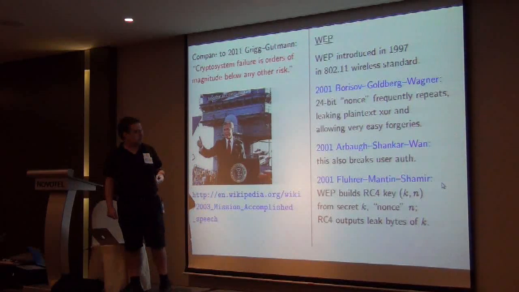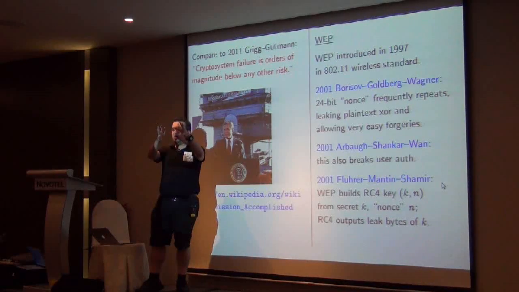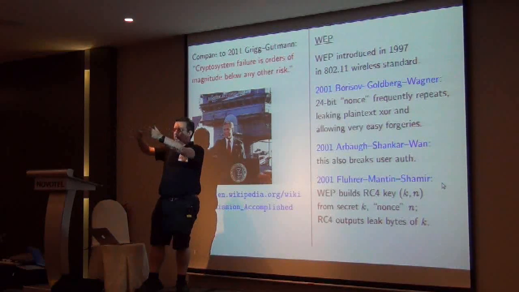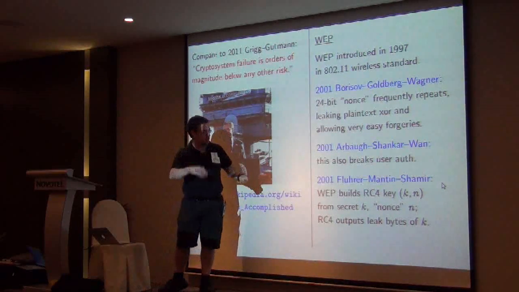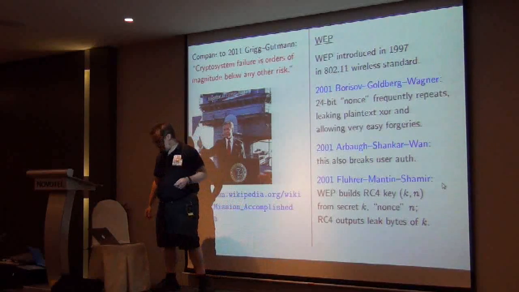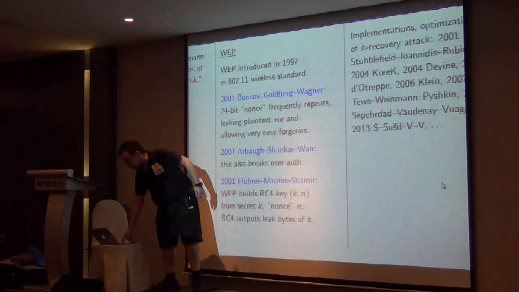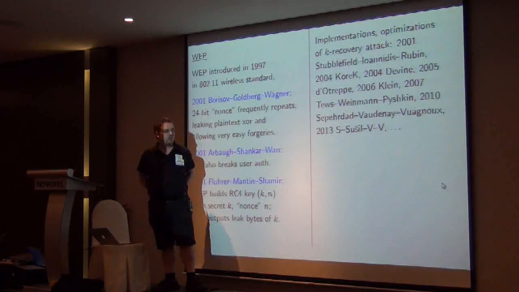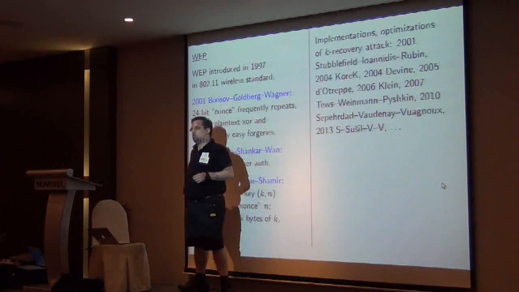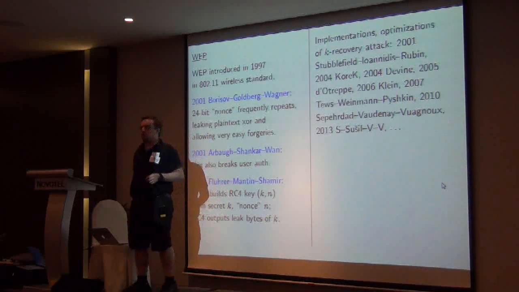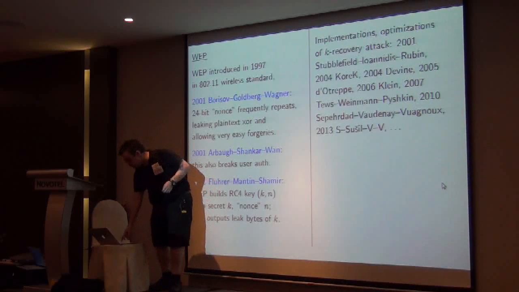And then Fluhrer, Mantin and Shamir started off the types of attacks that you heard about in the talk yesterday, where because the long-term key is concatenated with this message number, there are correlations between the long-term key bytes and the RC4 outputs, which you can see when you vary the message number. You end up seeing the key bytes from a bunch of RC4 outputs. There are lots and lots of papers about this, perhaps concluding with the paper from yesterday saying you can really optimize this attack to the point of getting the WEP secret key from under 20,000 packets. So, an incredibly weak cryptographic system.